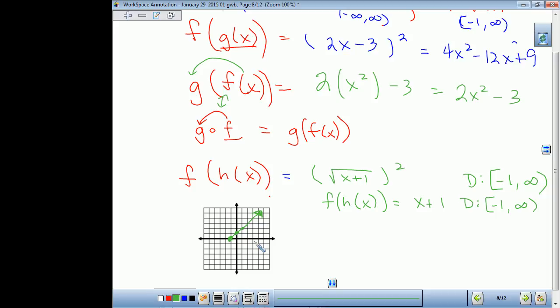Homework's out of the textbook. It's the exact problems on your calendar that it says for homework. Now, when I say calendar, I mean the updated calendar.